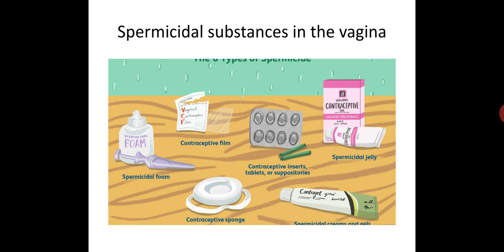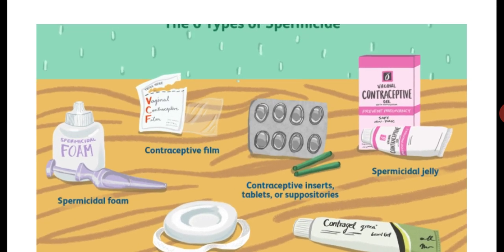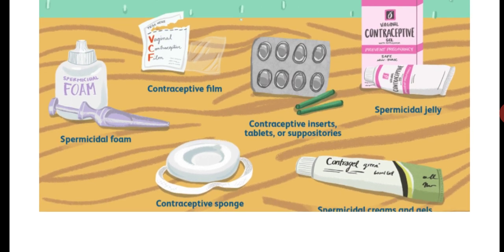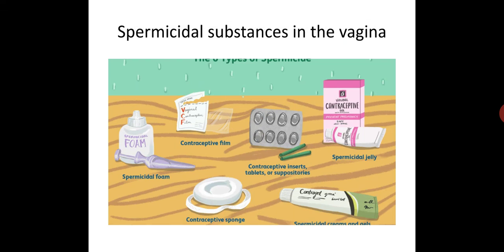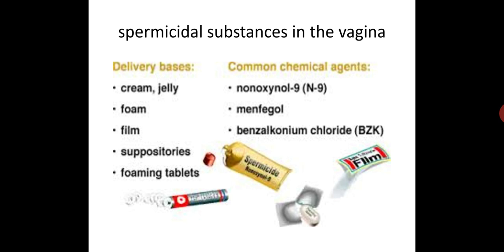You can see some of the spermicidal substances for the vagina. They may be in the form of spermicidal foam, contraceptive film, contraceptive inserts or tablets, suppositories, a spermicidal jelly, a cream, or contraceptive sponges. The cream or jelly contains Nonoxynol-9, N9; in the form of foam, it is Menfegol; in the form of film, benzalkonium chloride, BZK; and there are suppositories and foaming tablets. In all these bases, the spermicidal substances can be found.